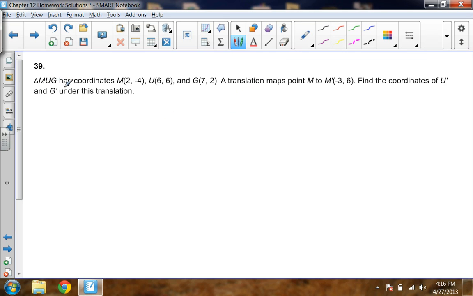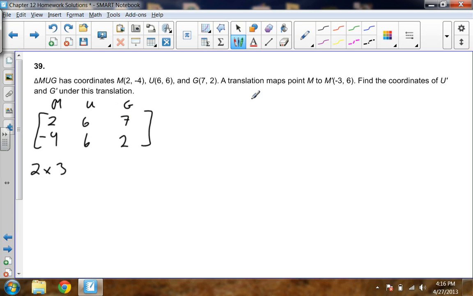Triangle MUG has coordinates M at 2, -4, U at 6, 6, and G at 7, 2. So the first thing I'm going to do is design a matrix with these 3 points. So this is I think it's called a 2 by 3 matrix. I think you do rows first. So I'll do two points here, 2, -4 for my x's and y's, 6, 6, and 7, 2.